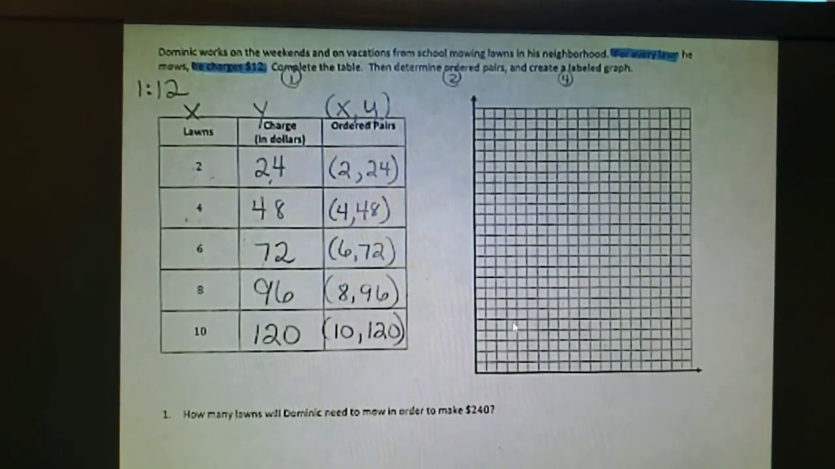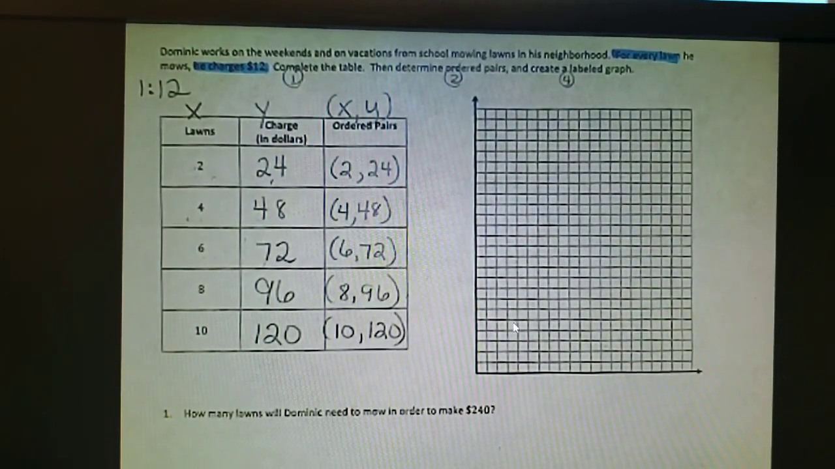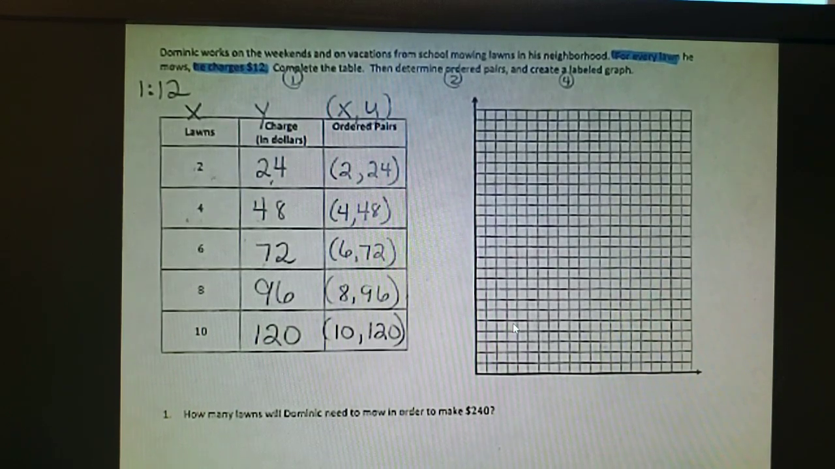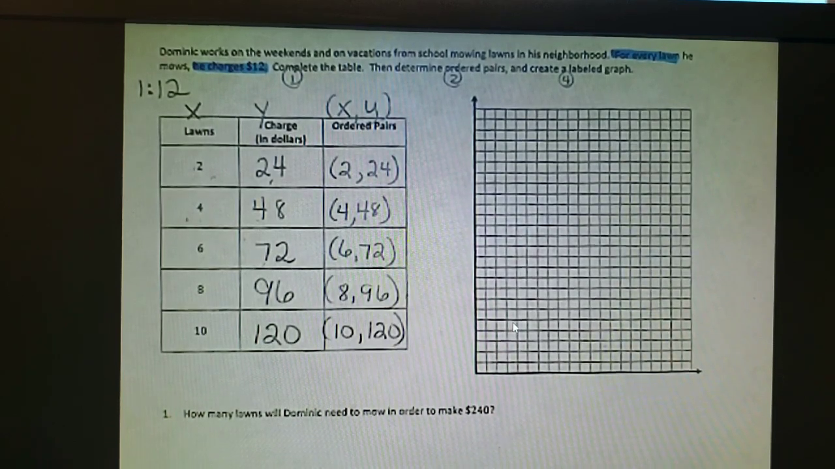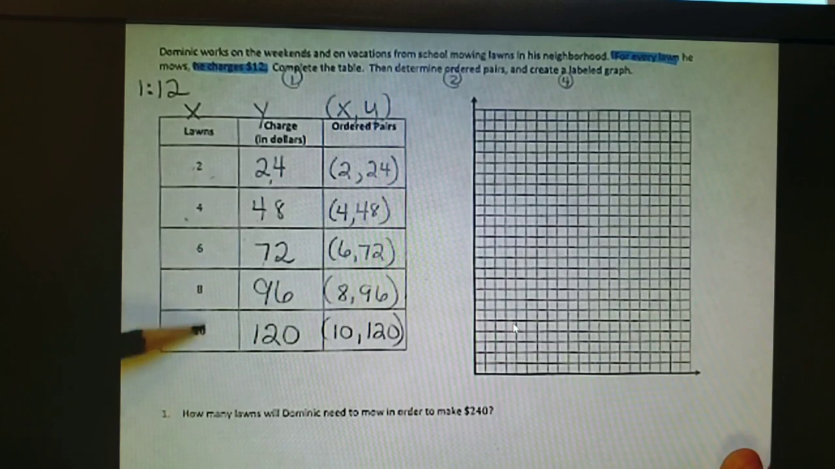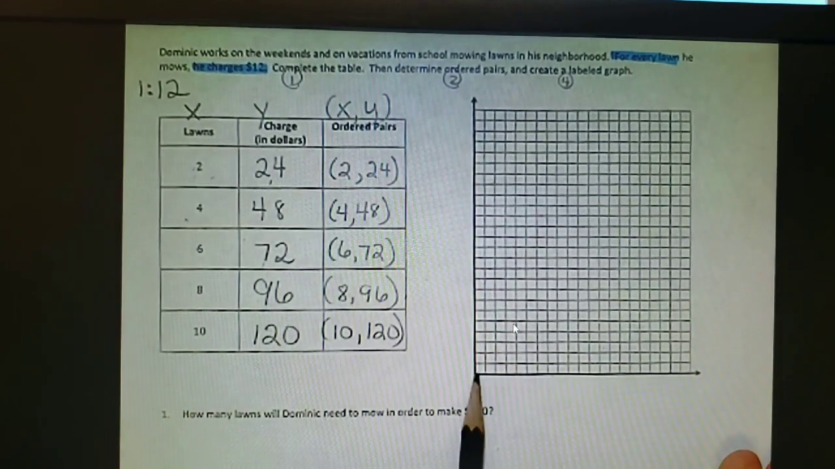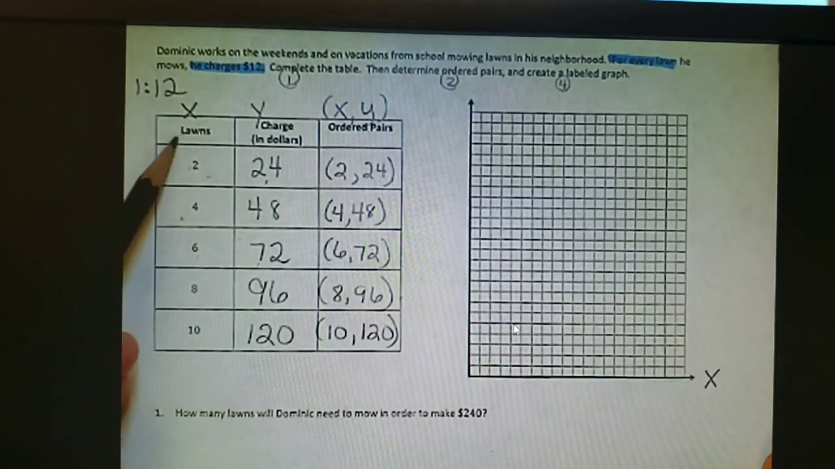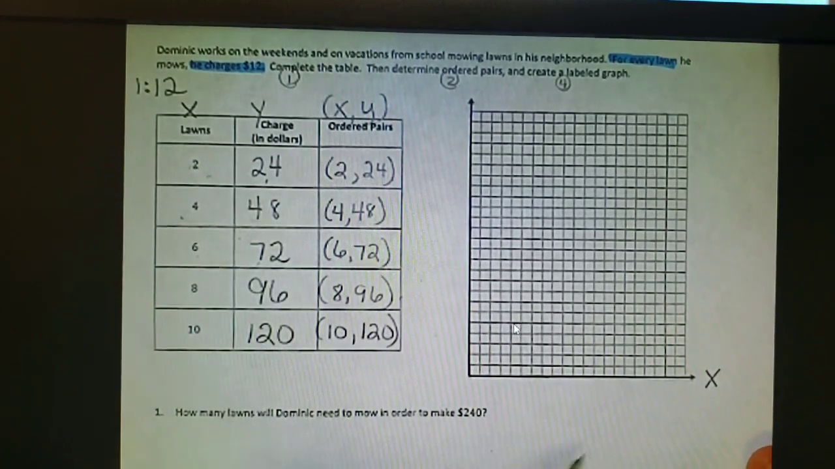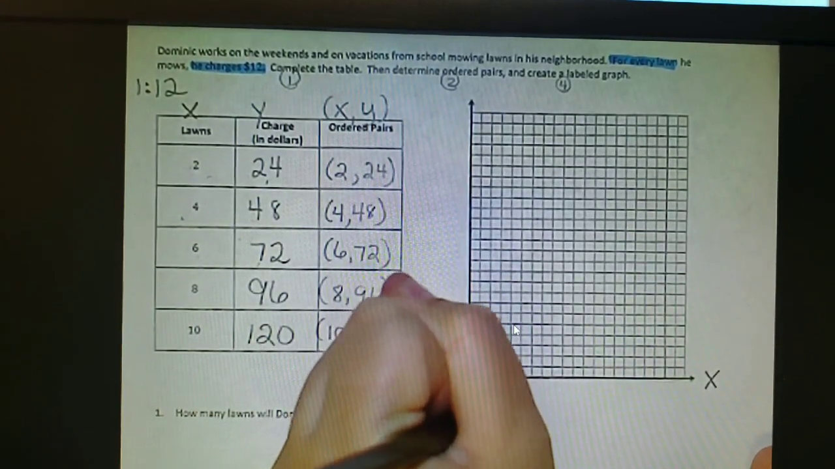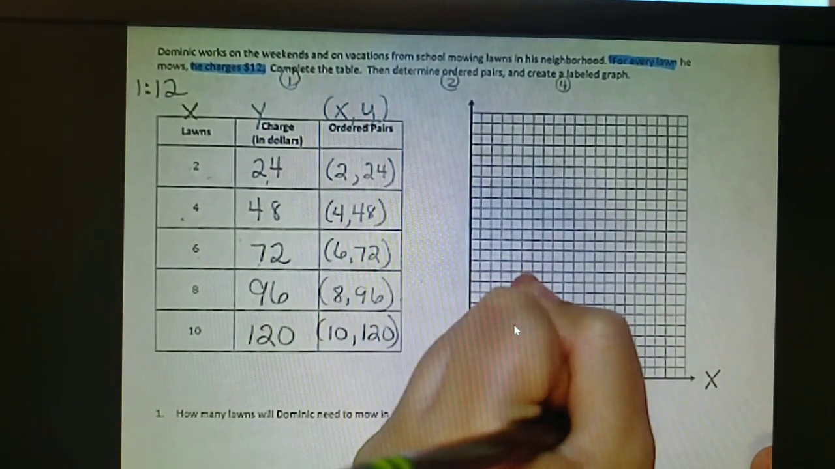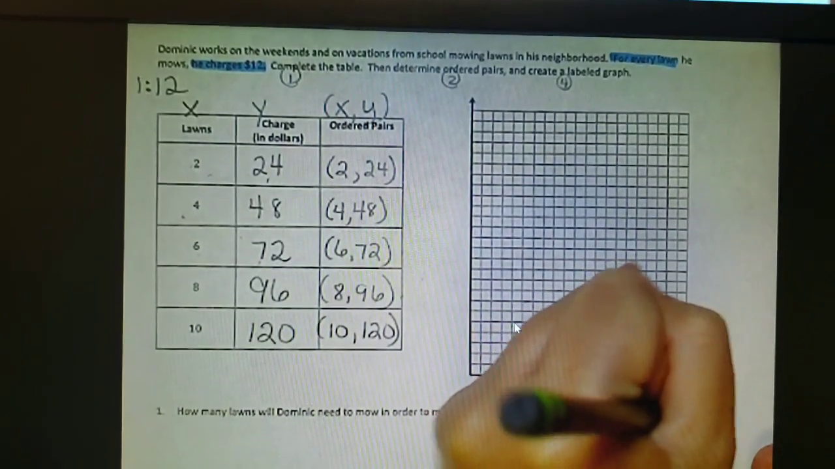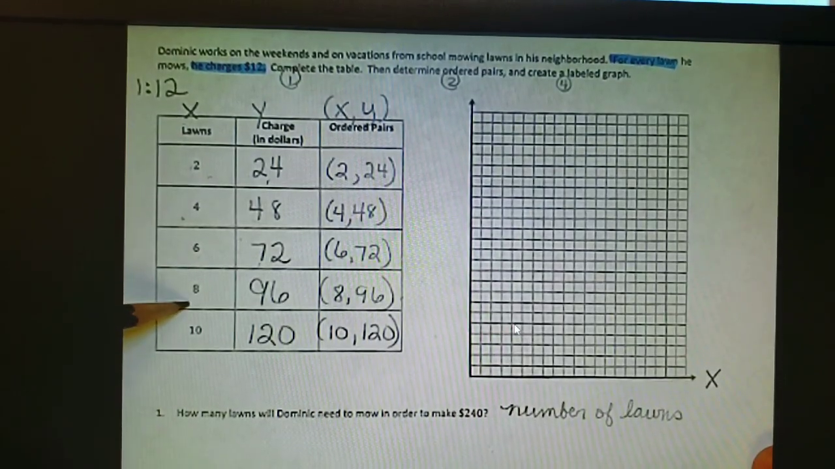Then we want to create and label our graphs. You guys typically will mess up putting the right things in the right spot and labeling correctly. Our lawns is our X. We already talked about that. This is the X axis, which means it has to be talking about the lawns. So when I label my x-axis, I'm going to write number of lawns because my X is first and it's lawns. This is my y-axis.